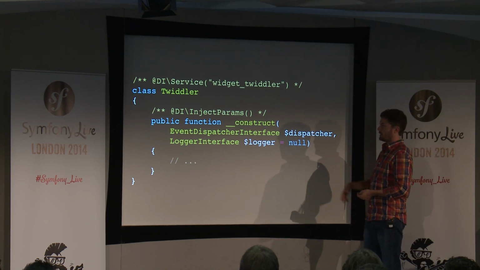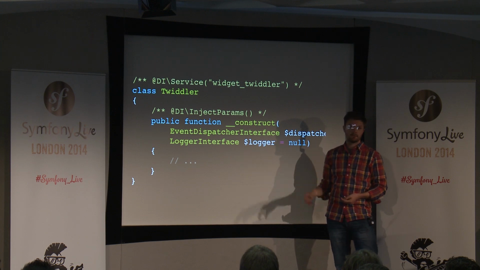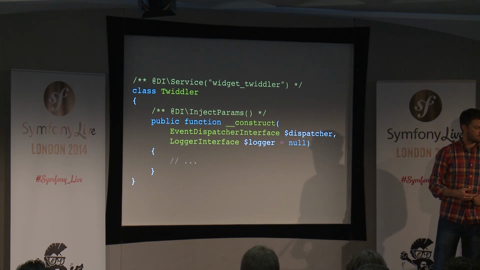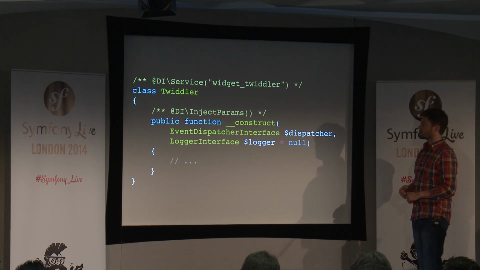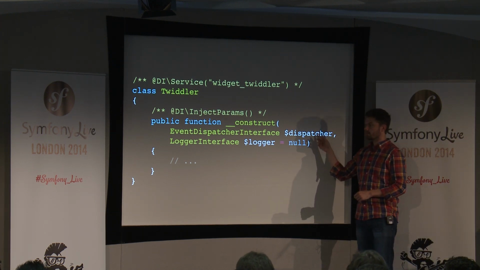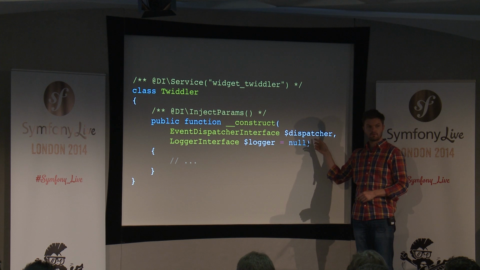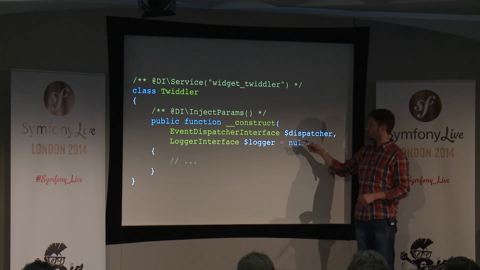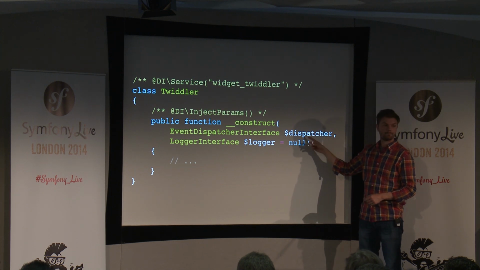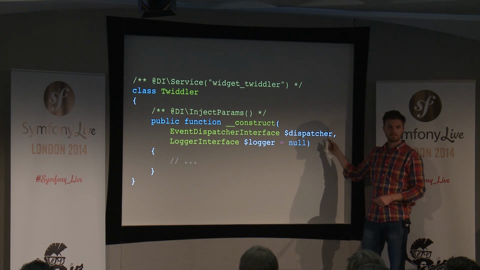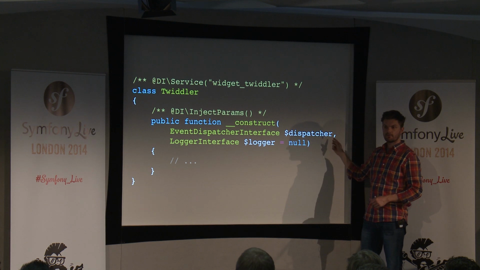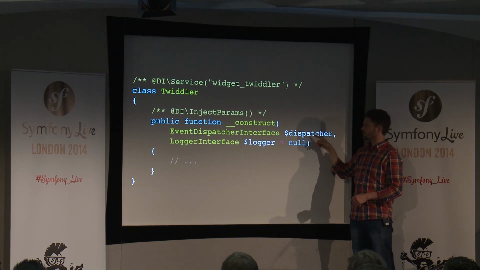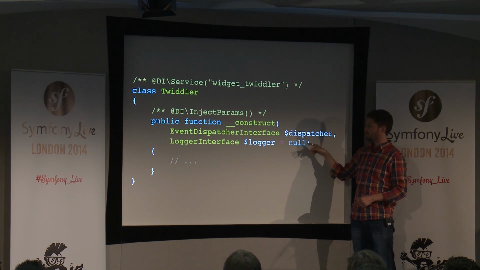And then I add an annotation telling it that it needs to pay attention to the arguments here and inject those. So the DI extra bundle will look at the name of the variable that you use, and it'll try to find a service with that name and then inject it there. So there's no service that comes in the Symfony core called dispatcher. It's called event_dispatcher. So this wouldn't work right out of the box.